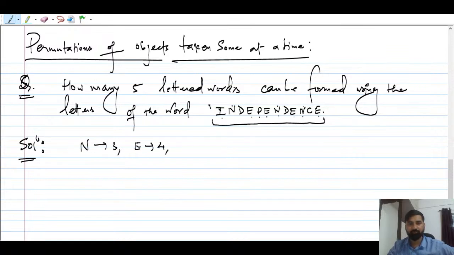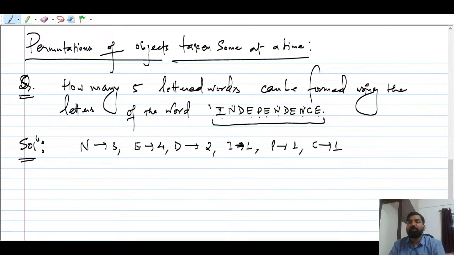4. Okay, how many D's are coming? 2. And then I, 1. And then P is coming 1 time, and C, 1, right? So you just count how many objects are getting repeated. You can take any letter as an object here, right? So I think this is clear. Okay.